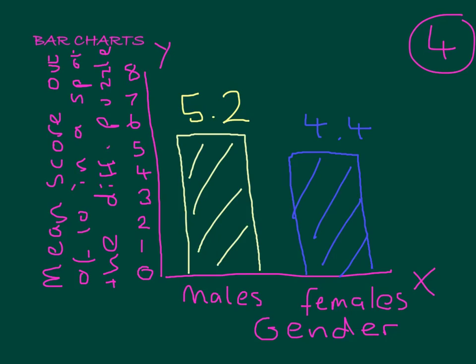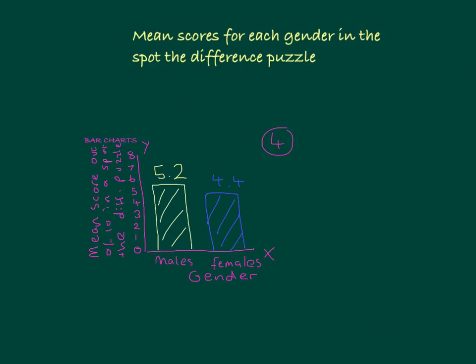Now, one thing which we have left out is a title. So I want you to pause the video and think of what would a suitable title be for this bar chart. So your title would be something like mean scores for each gender in the spot the difference puzzle. And that would get you your 4 marks. You have your title, you have your 2 axes labelled, and you have the data presented properly onto your graph. So an easy way to get 4 marks, but a lot of people forget to put labels and titles and throw their marks away.